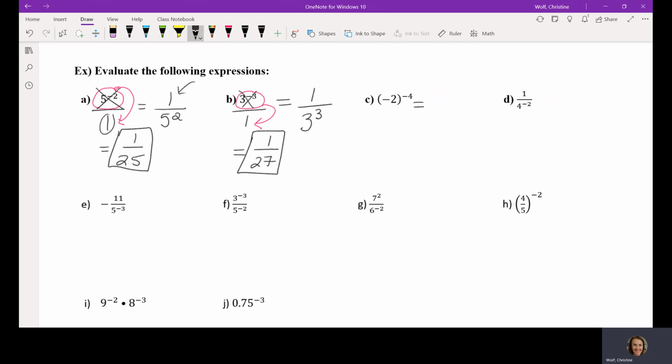I included this example because the base is also negative, but I don't want you to ever worry about that. Okay, a base being negative won't change anything. Only the negative exponents will change.